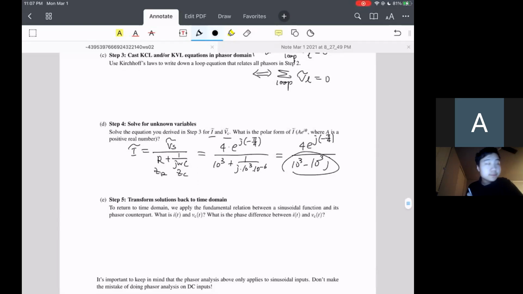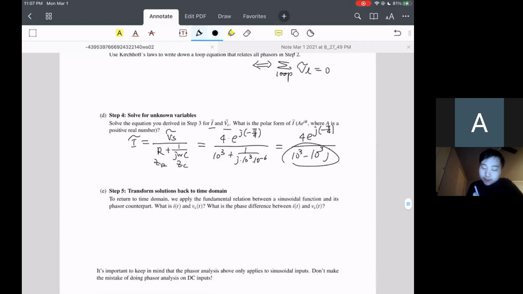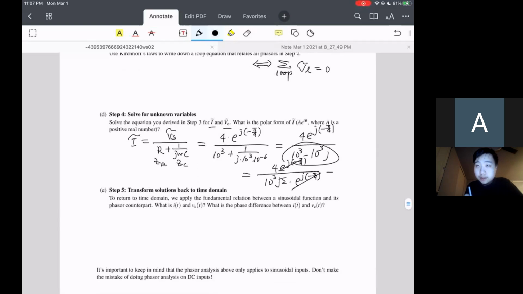We turn the thing on the bottom to polar form to see that this is actually equal to 10 to the third times root 2 times e to the j times negative pi over 4, which cancels out with the same term on the top, on the numerator. So we actually see that this is equal to 2 root 2 over 10 cubic. I tend not to add a unit for that since it really doesn't make much sense in my personal opinion.